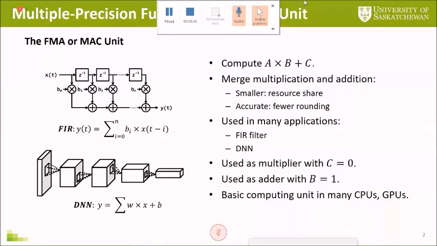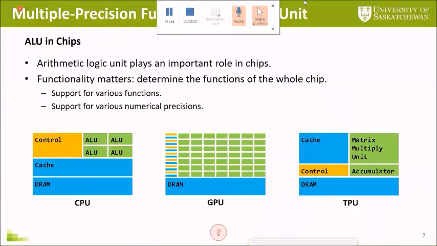This slide shows the main difference among CPU, GPU, and TPU. So the second one is GPU. The main difference between CPU and GPU is the area of the arithmetic logic unit, because GPU is a very specialized arithmetic unit for processing. The TPU has the matrix multiply unit and accumulator.